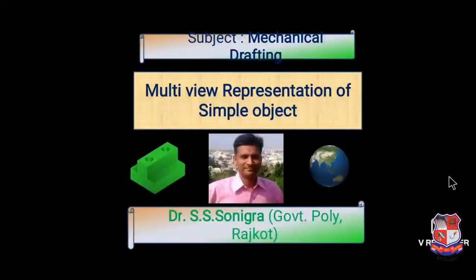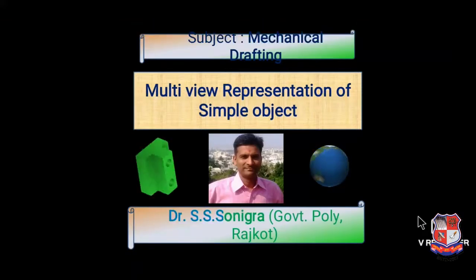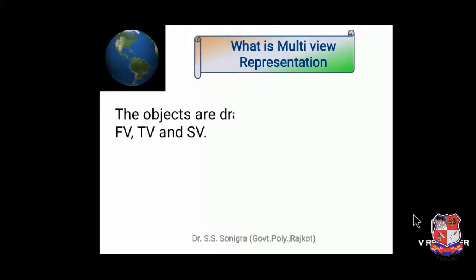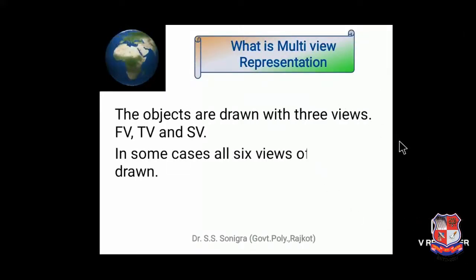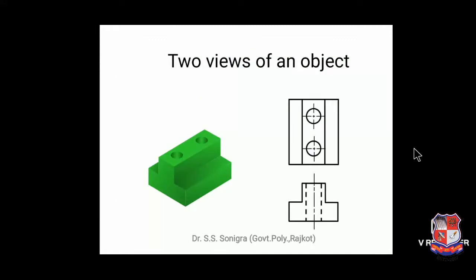Hello friends, in this session we will discuss multi-view representation of simple objects in the subject of mechanical drafting. What is multi-view representation? This is the definition. The objects are drawn with 3 views, that is front view, top view and side view, that we have studied earlier. In some cases, all 6 views of an object are drawn. That is called multi-view representation.